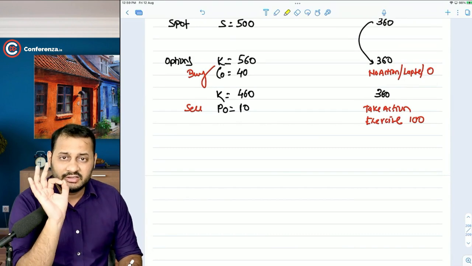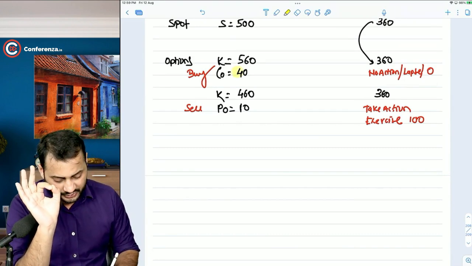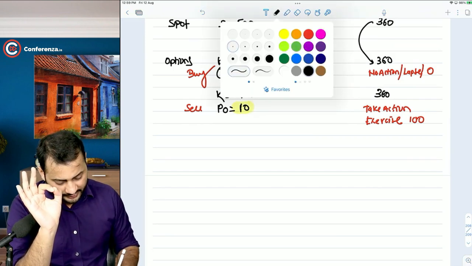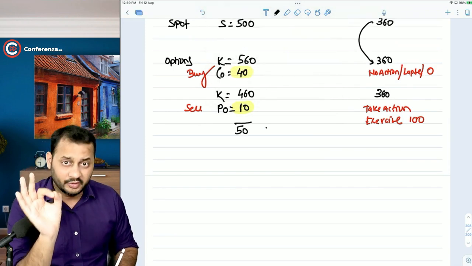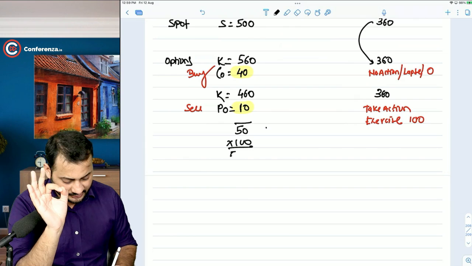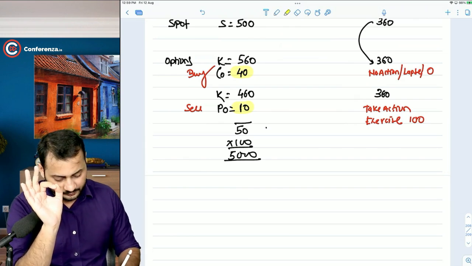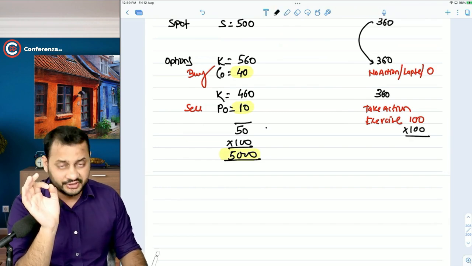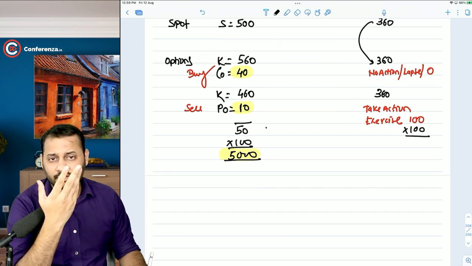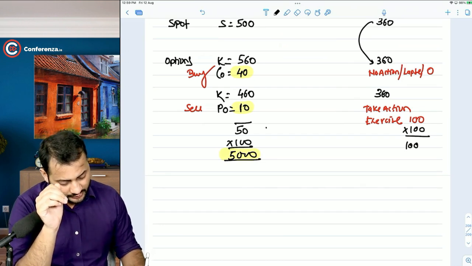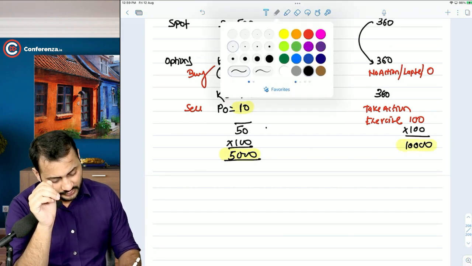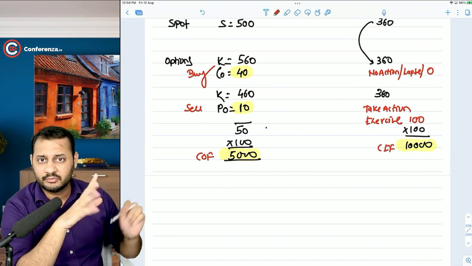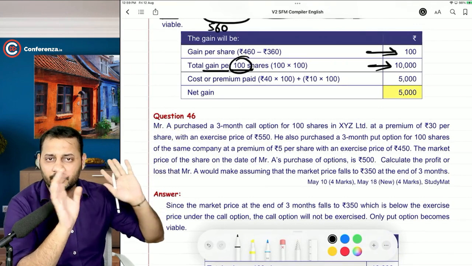There are only 3 outflows and inflows to you in this question. You paid 40 in the beginning, and you paid 10 in the beginning. So in total you paid 50 rupees per share, and it was on 100 shares. That means you paid 5,000 rupees in total. That's your outflow. And at the end you received 100 rupees on 100 shares of the put option because the call option has lapsed. So in total you received 10,000 rupees. So clearly this is a cash outflow, this is a cash inflow, and the profit is 5,000 rupees: 10,000 minus 5,000. See, are you okay with this?